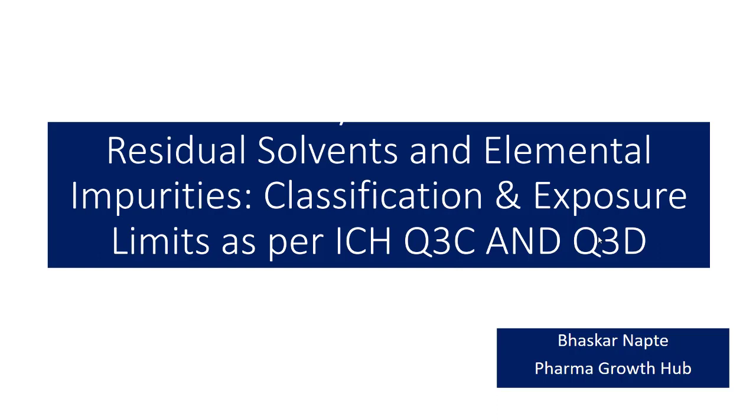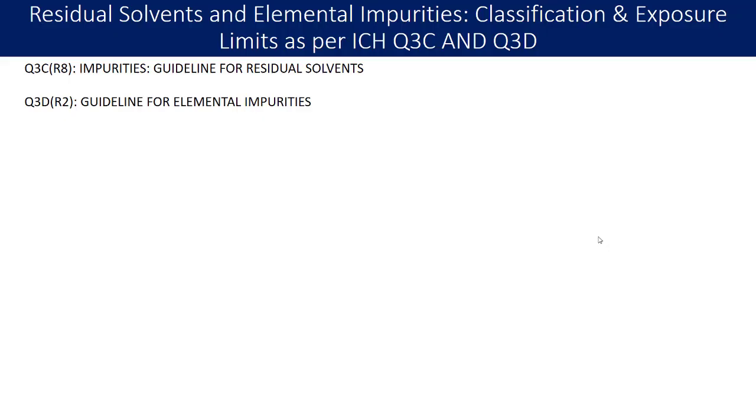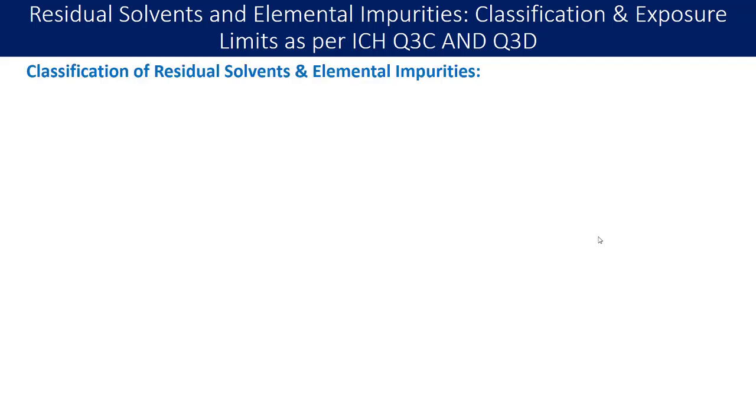Especially, we'll talk about the classification of residual solvents and elemental impurities, and further how to define their exposure limits. Again, there are two important ICH guidelines one has to consider while dealing with residual solvents and elemental impurities. Q3C is especially for the residual solvents, and Q3D is especially for the elemental impurities. Let us now talk about the classification of residual solvents as well as elemental impurities.